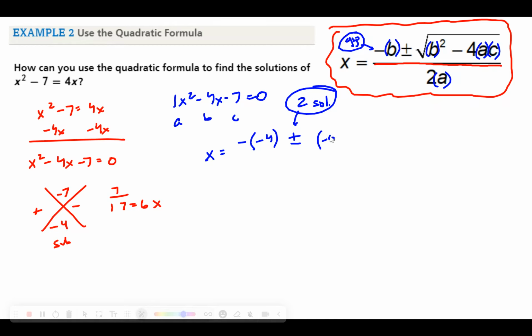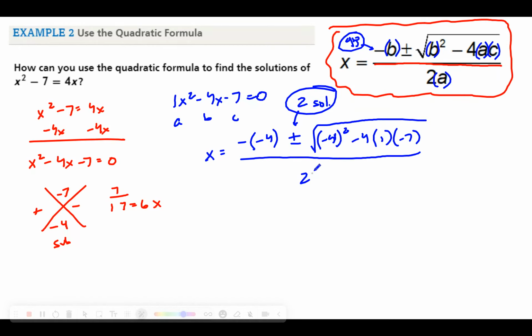So your b is negative 4, squared, minus 4. The minus 4 is part of the formula. It's always there. Your a value is 1. Your c value is negative 7. That all goes inside a square root. And this is all over double A, so 2 times A.